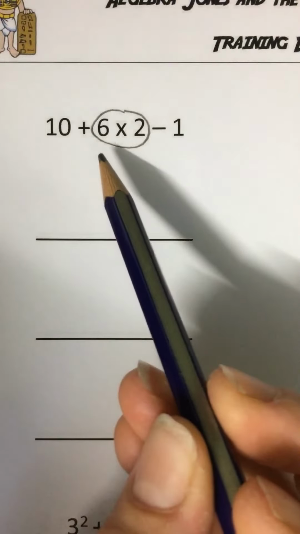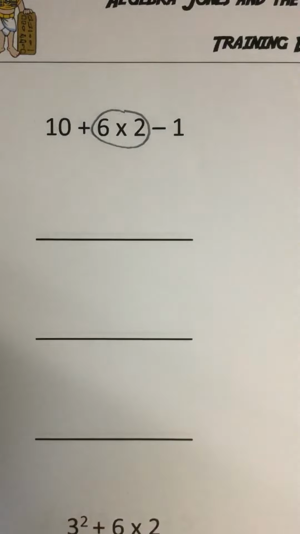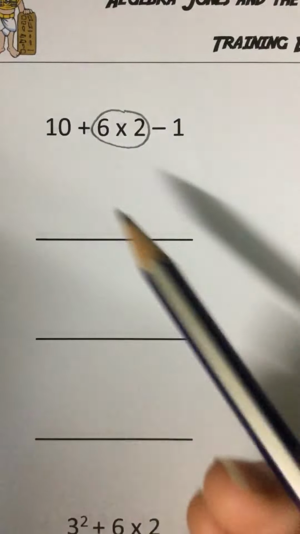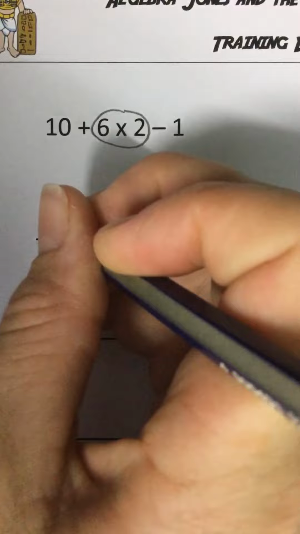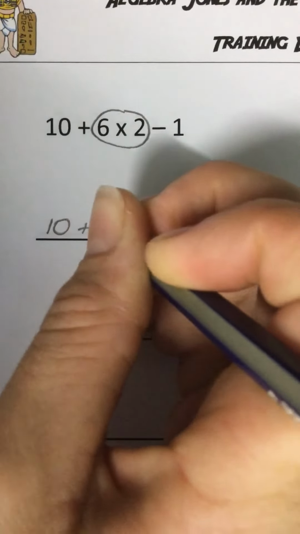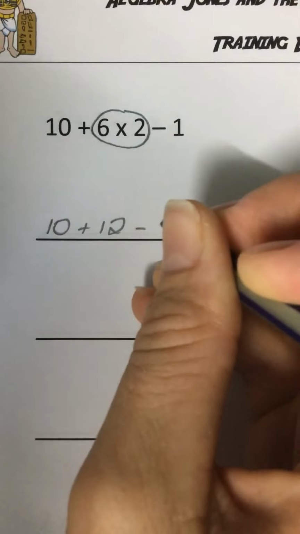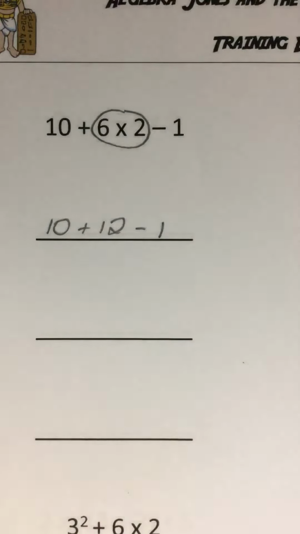Okay, so we know that 6 multiplied by 2 is 12, so now I'm going to rewrite that equation, writing 12 in place of 6 multiplied by 2. So now we have 10 add 12 subtract 1. If we go back to our order of operations code breaker, there's no more multiplication or division in this equation, so we'll move on to addition and subtraction, working left to right.